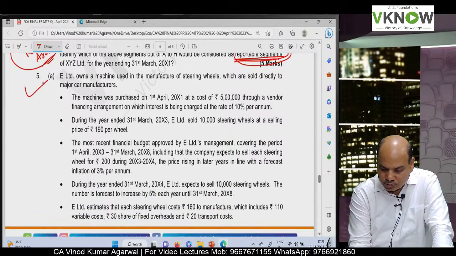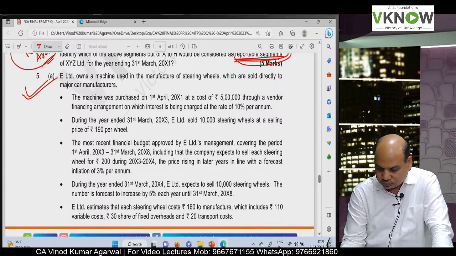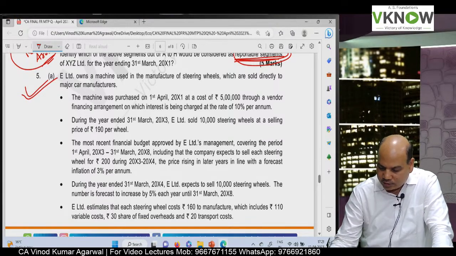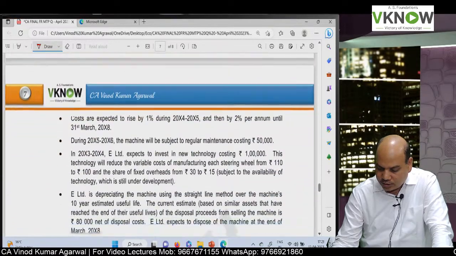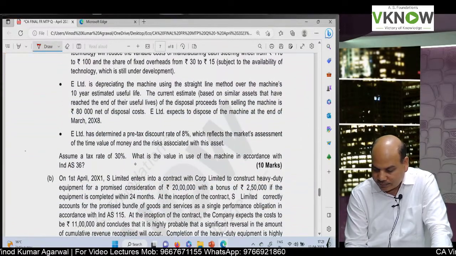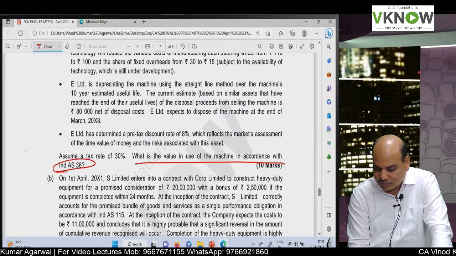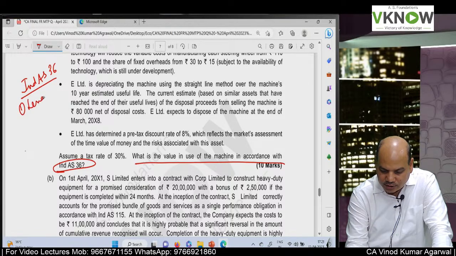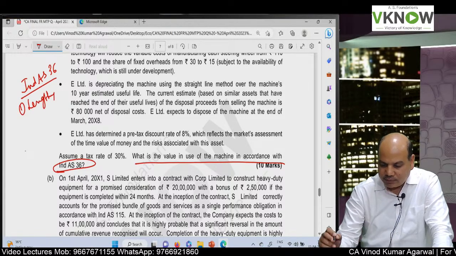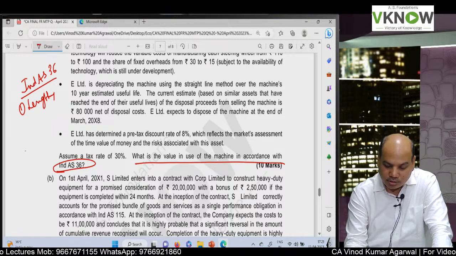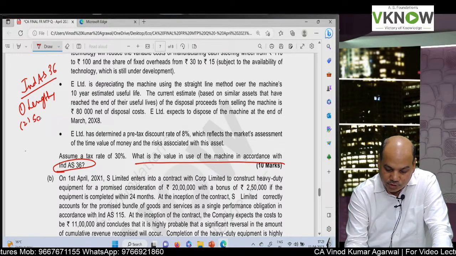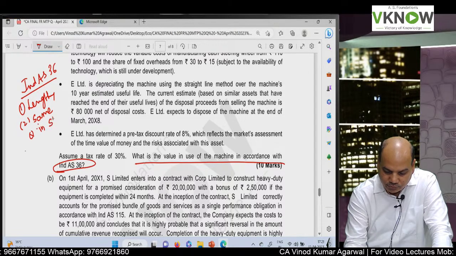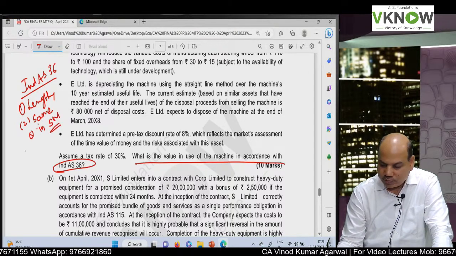Now we'll go to question number 5A. Question number 5A is from Ind AS 36. Now what is the importance of this question? First, it is quite lengthy. It will take time for you to read the problem, and the same question is there in the study material. We have also covered this question in the class.